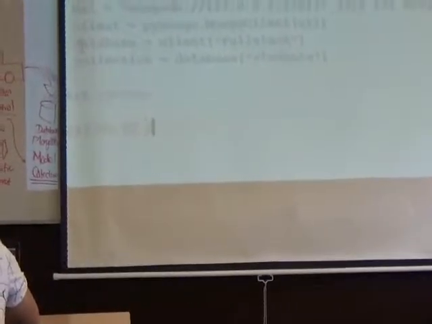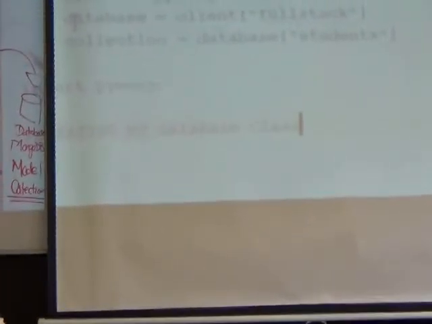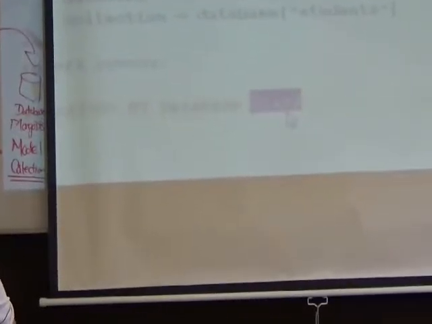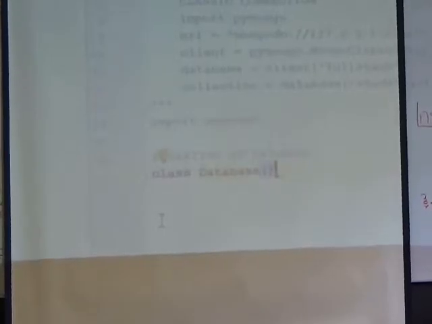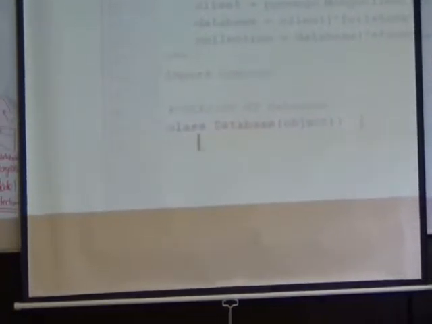Creating my database class. And as I told you before, I recommend the class name be the same as the file name. In this case, database, and I have to create my class database as well. So I will put class database, open and close parentheses, and this symbol. What do I have to put in here? Object. Very good. This is a reserved word in Python to create a class.